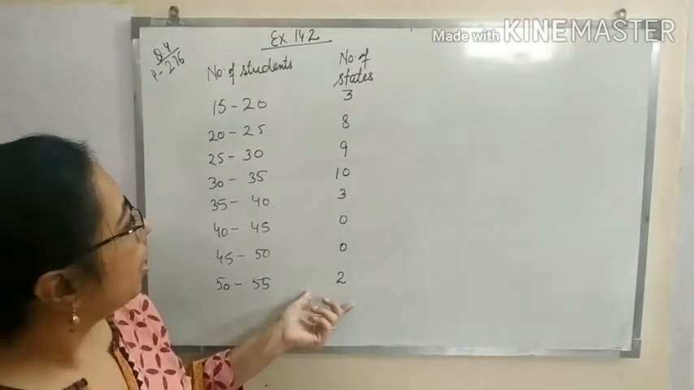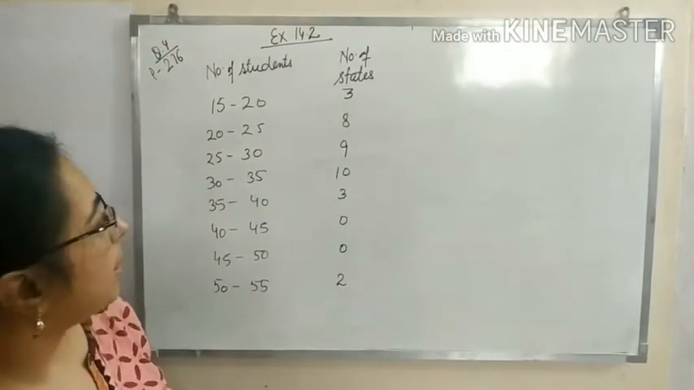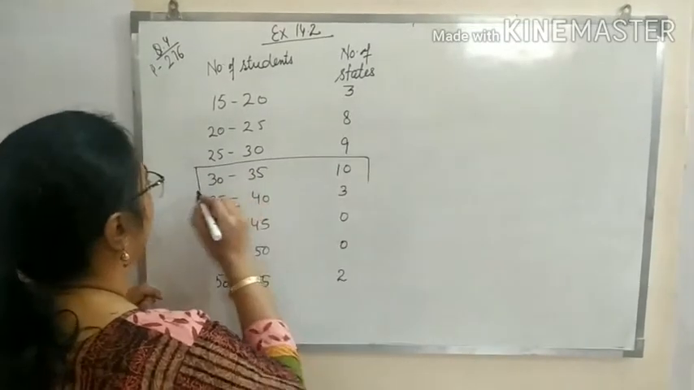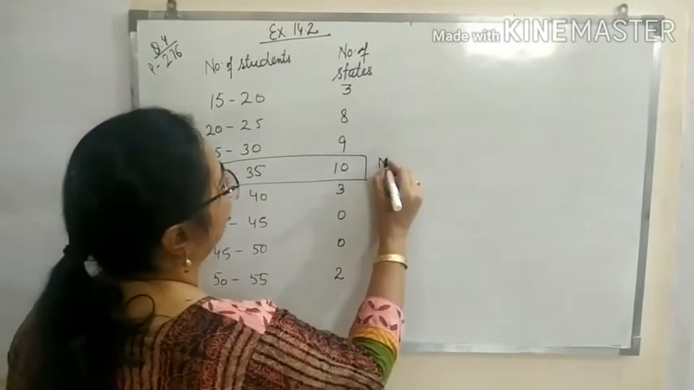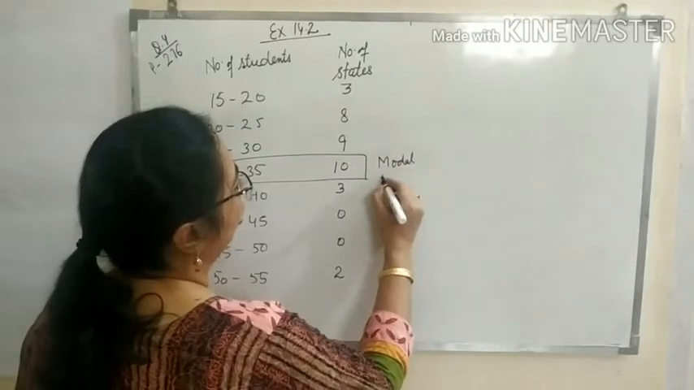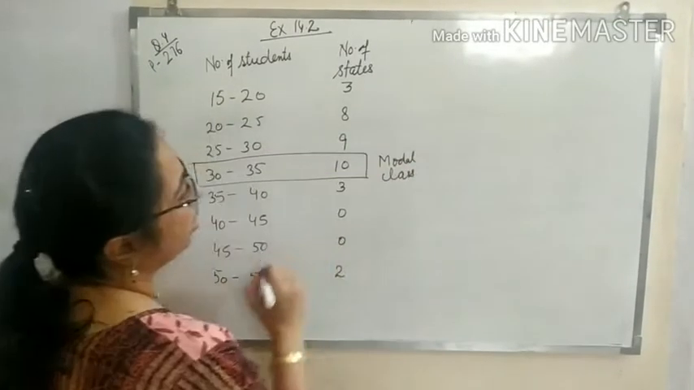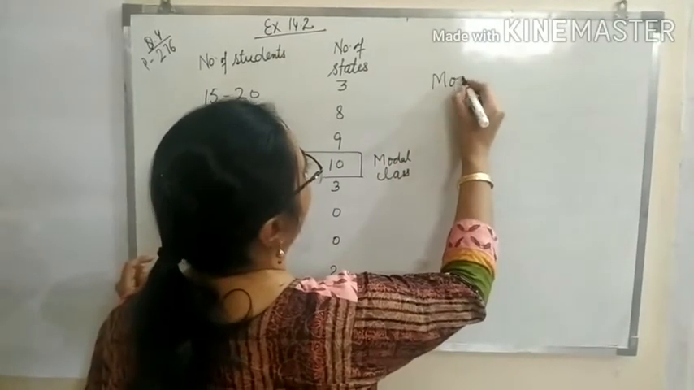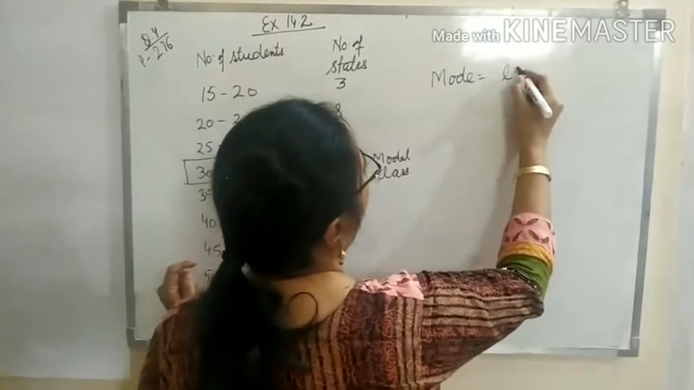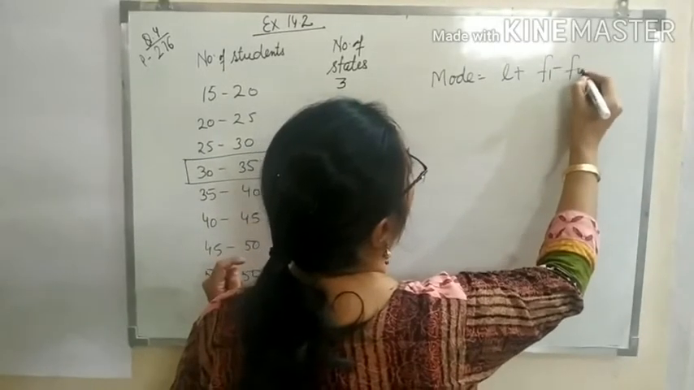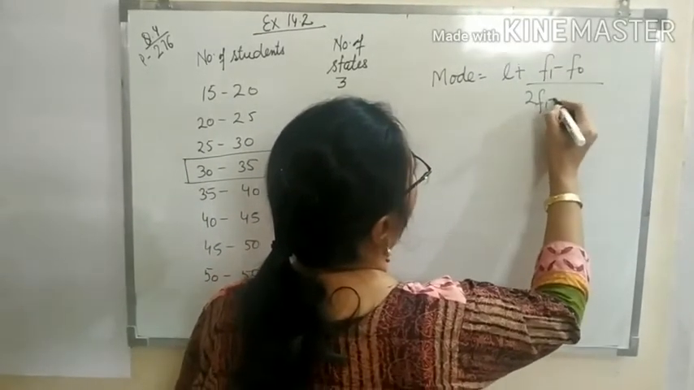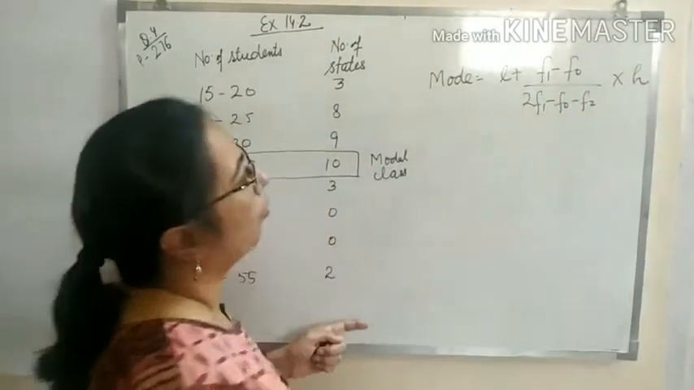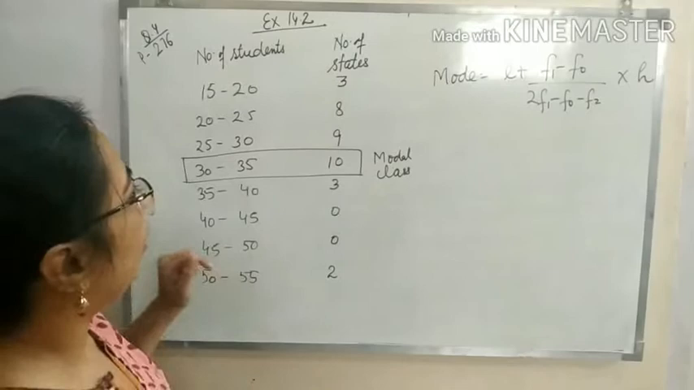This is the frequency given to you. As you can see, what is the highest frequency here? That is 10. So this becomes the modal class. You can highlight it, because this modal class is giving you all the values of the formula. So this is your modal class. Again you will write the formula. Whenever you are solving, first write the formula: L plus F1 minus F0 over 2 F1 minus F0 minus F2, into H. This is the formula for mode, and first we will write all the values.